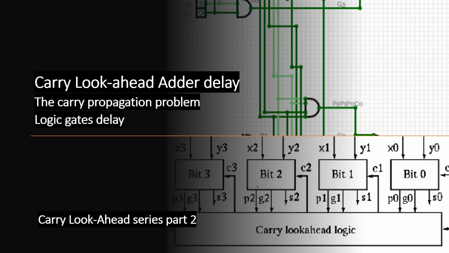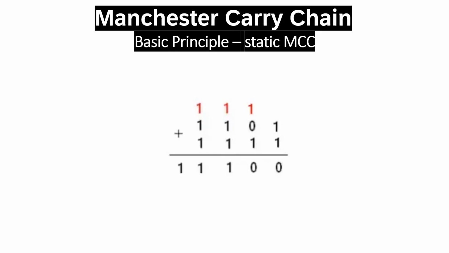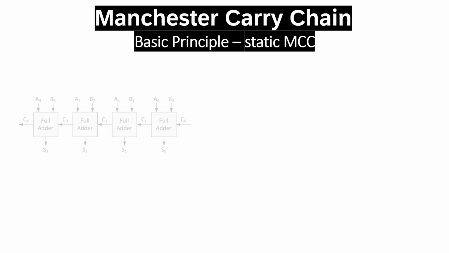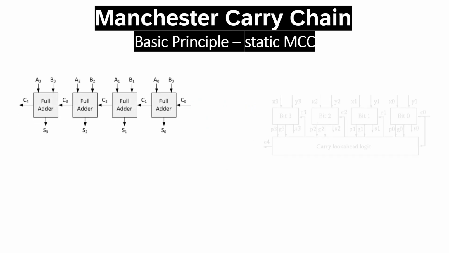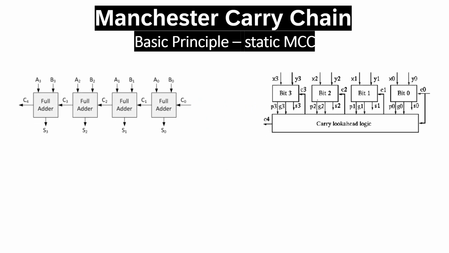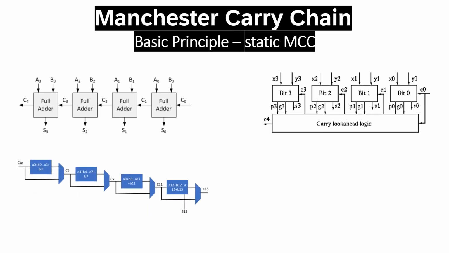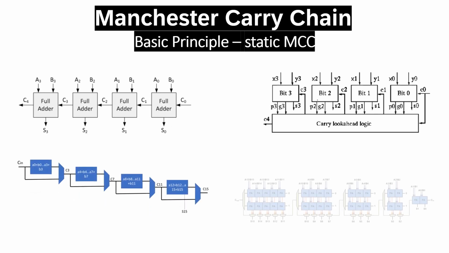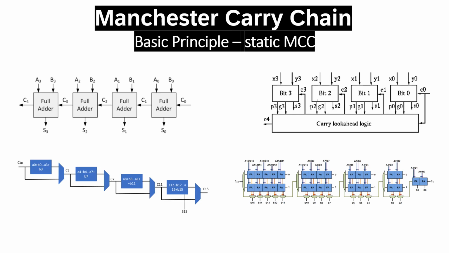In this video we see quickly the carry ripple propagation problem and we calculate the delay of the standard carry look-ahead adder. In the next video we see the Manchester carry chain, a logic to speed up the carry look-ahead adder. High-speed adders include structures like the ripple carry adder RCA, carry look-ahead adder CLA, carry skip adders, conditional sum adders, carry select adders and combinations of these structures.